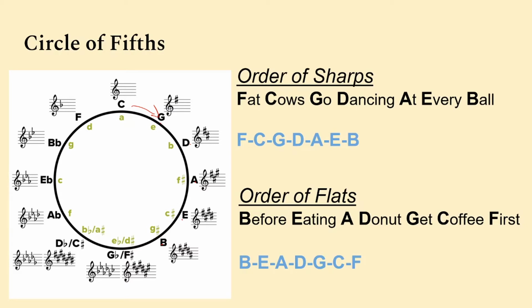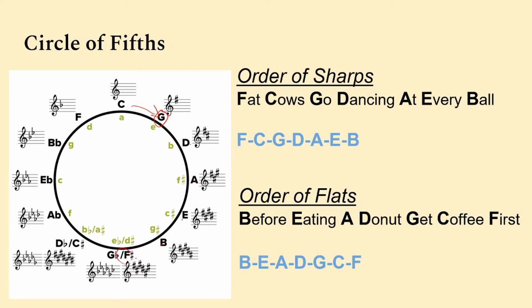And if you count up 5 letters from C, C, D, E, F, G, you get to the next key in the circle of fifths, which is G. From G, count up 5 more letters, G, A, B, C, D. You get to D, which is the next key.